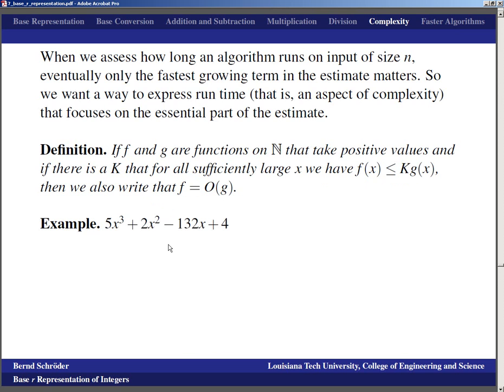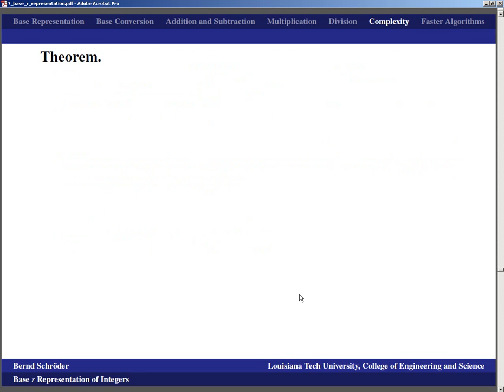And so what that means is, for example, when you've got 5x cubed plus 2x squared minus 132x plus 4, that's capital O of x cubed. Because in the long run, when x becomes 1,000, when x becomes 10,000, and so on, the only term here that really matters is the 5x cubed, which will have the largest contribution. All the other terms will certainly still contribute, but the contribution will be small compared to the 5x cubed. It's because 5x cubed plus 2x squared minus 132x plus 4 is smaller or equal than 6x cubed for large x. So that's how we connect it to the formal definition.